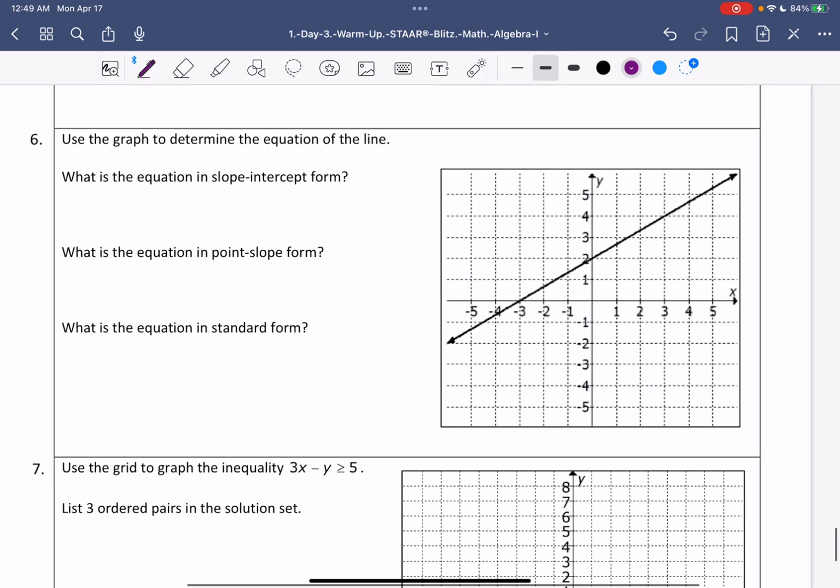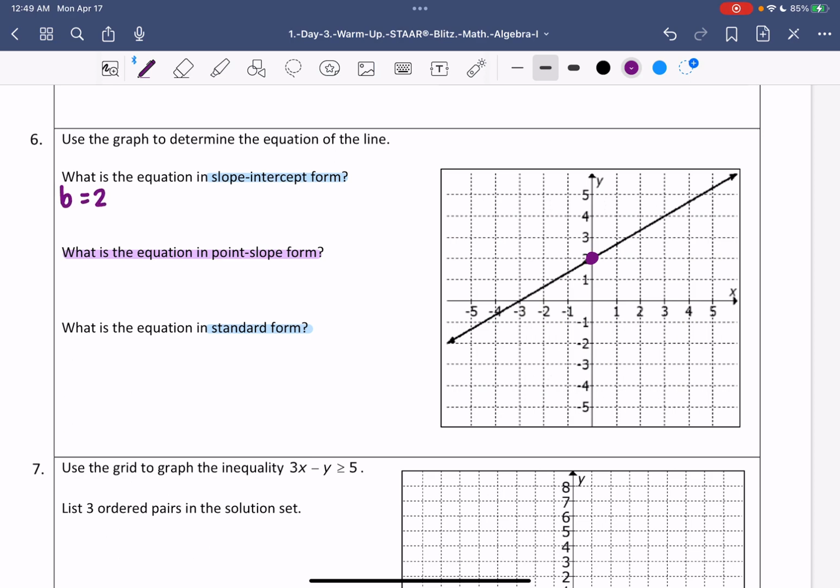All right, so it says, what is the equation in slope-intercept form? What is the equation in point-slope form? What is the equation in standard form? So I'm not going to do this one for you because it should be easy. You just pick any point on the line and plug it in. But I am going to talk about how we go from slope-intercept to standard. So again, you must know the y-intercept, which is 2. So your b value is 2.